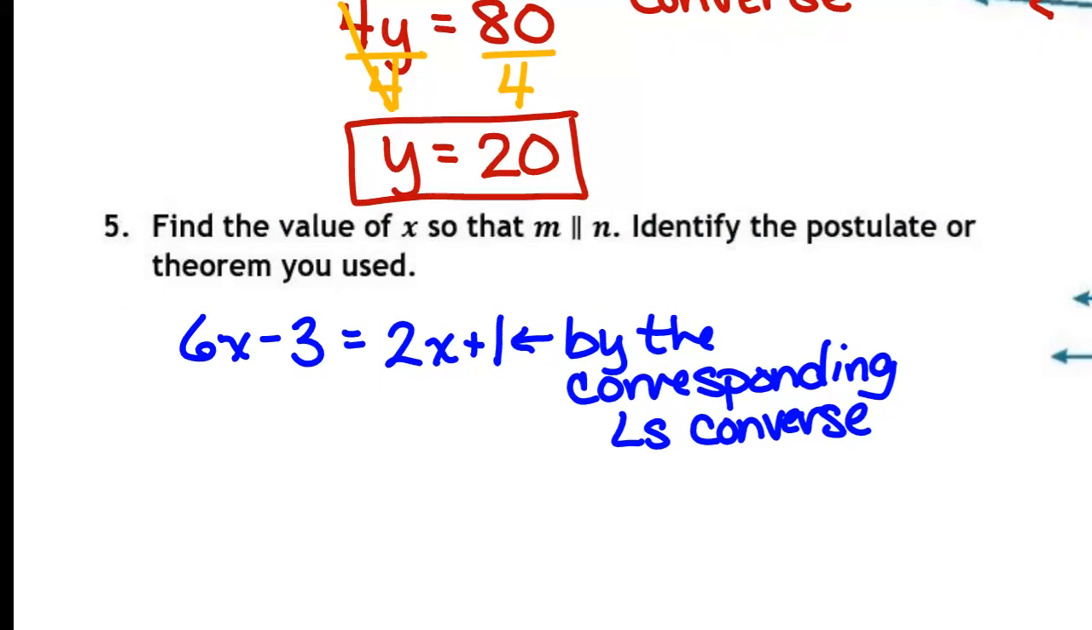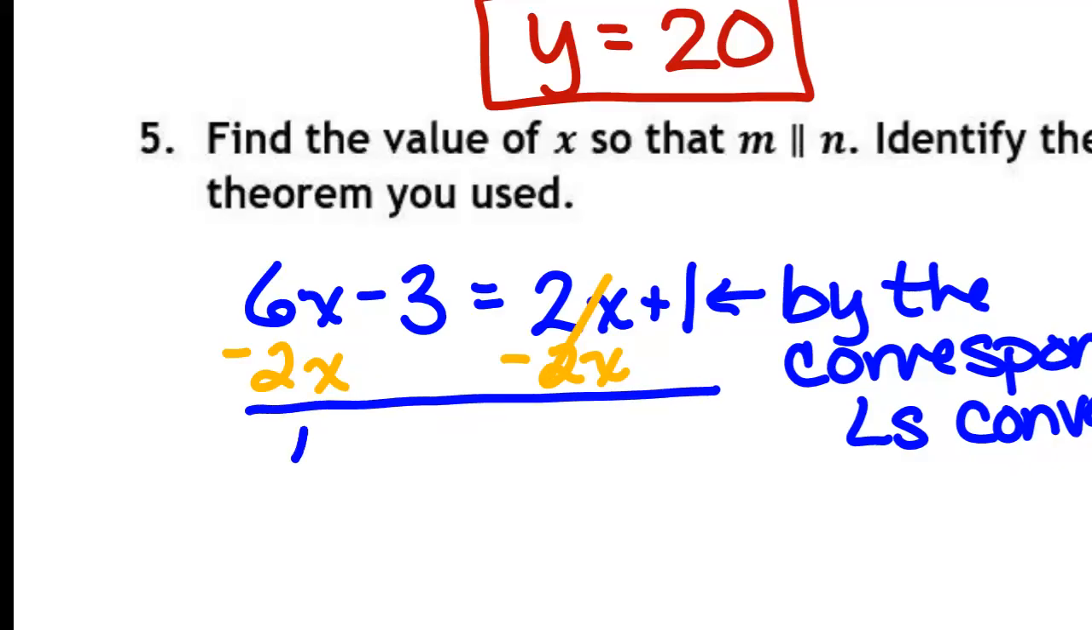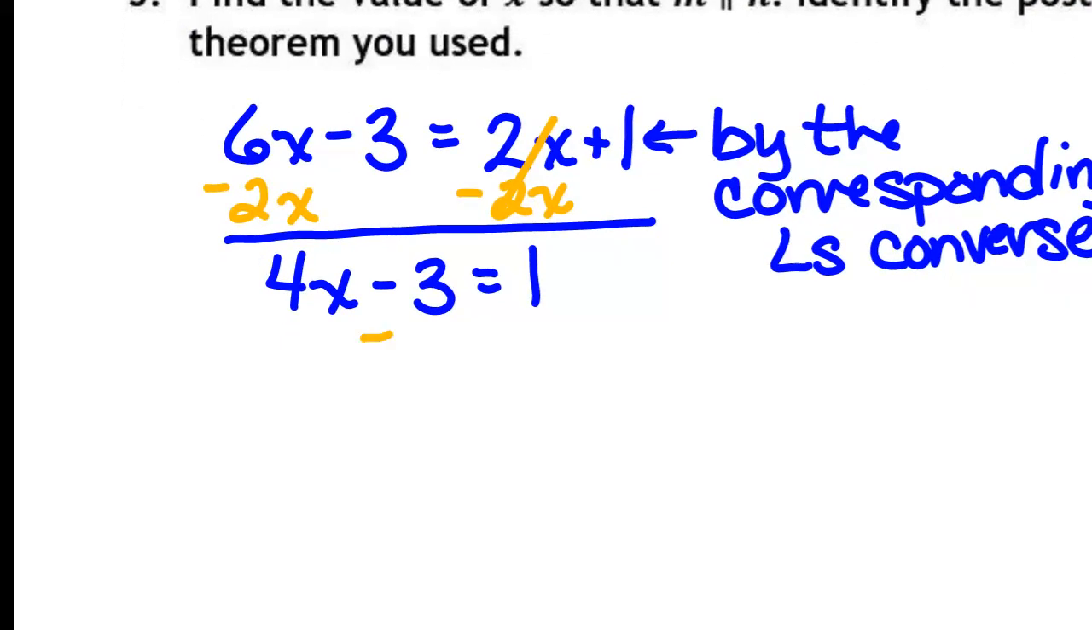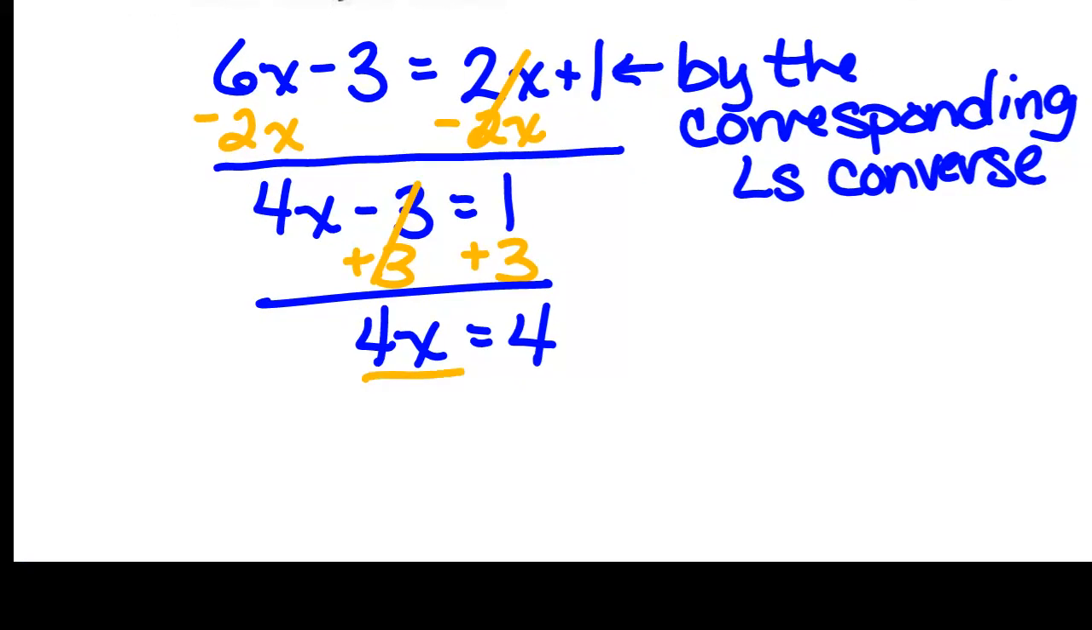All right, let's solve this for x. First thing I'm going to do is subtract 2x from both sides. So that would give me 4x minus 3 equals 1. Then I would add 3 to both sides. That gives me 4x equals what? 4x equals 4. So what is x? X is 1.